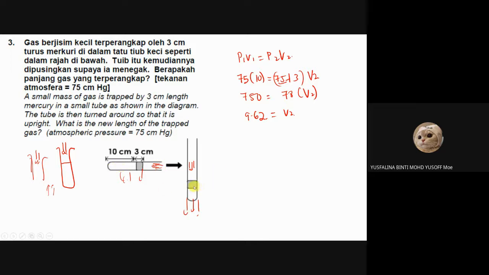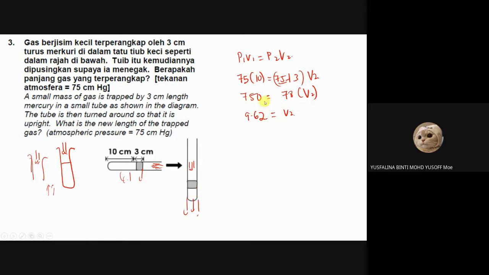Okay, and for this one, there will be another pressure acting on it. So 75 is the atmospheric pressure. Then you have to add the mercury here. The length is 3. Okay, and then after that, this is the volume, the new volume that you need to find.